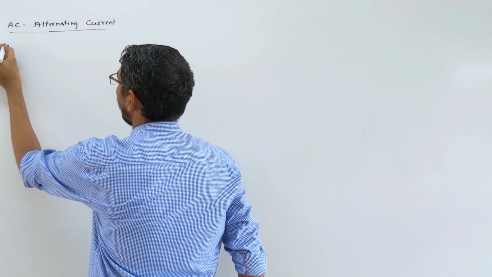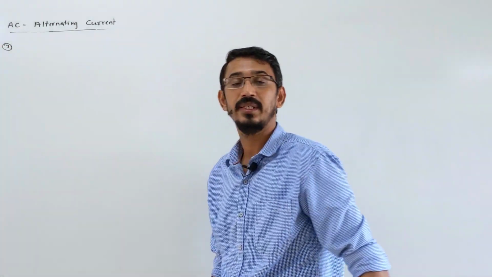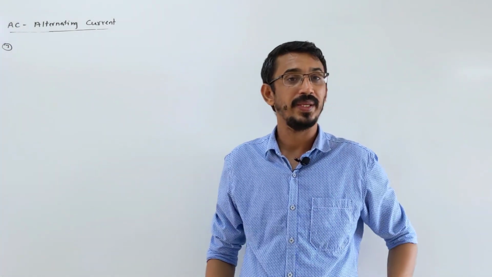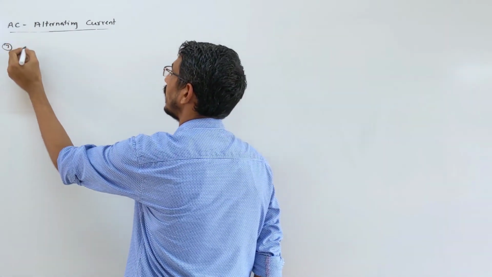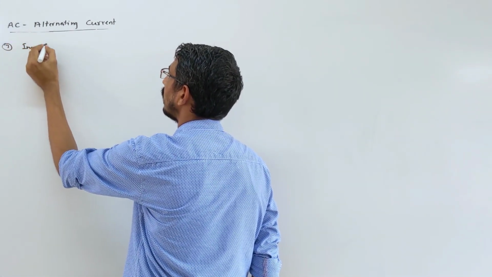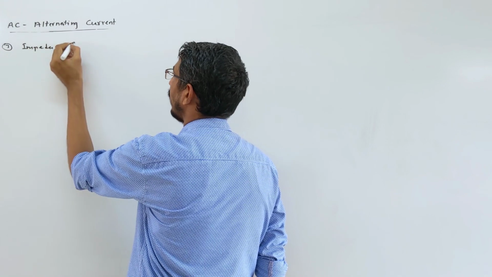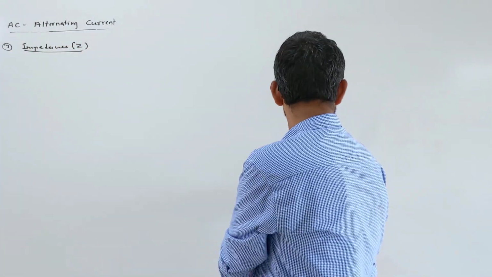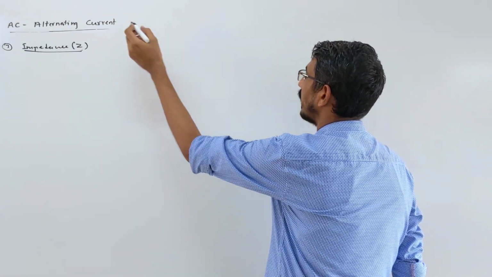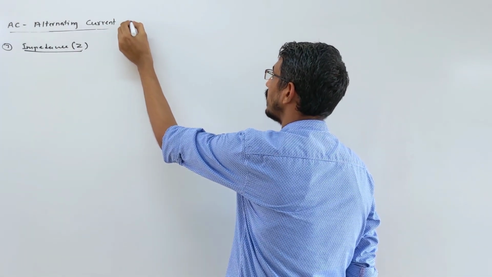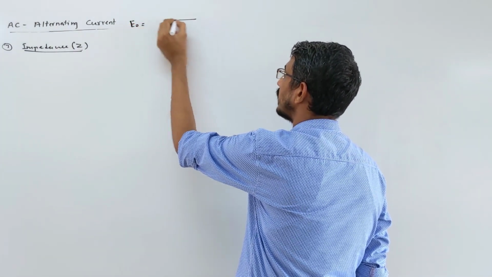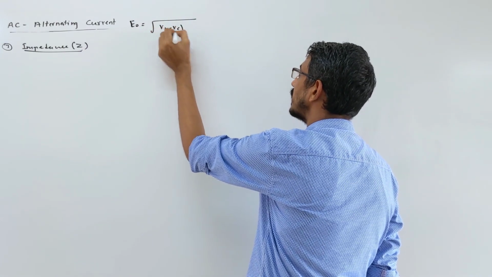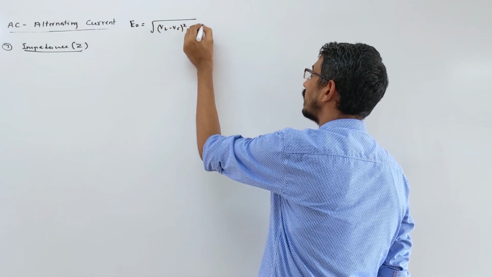Okay, third point we're writing, we want to calculate the net resistance of the circuit, which is called impedance. So let's calculate impedance. We write it as that symbol. Once more I'm writing what I wrote there, the voltage equation, the net voltage drop, that we're writing E naught, is equal to the square root of (VL minus VC) square plus VR square, right?